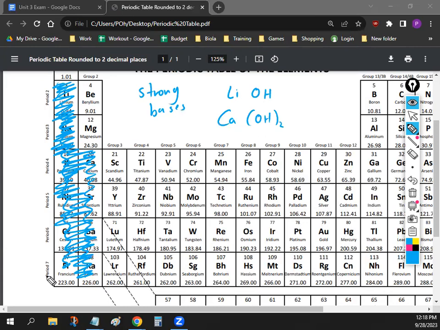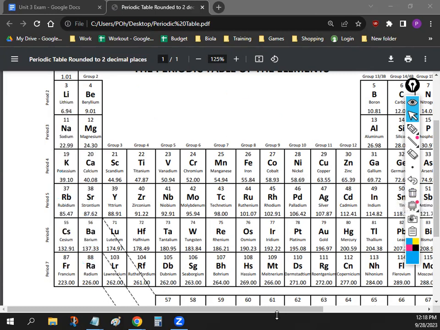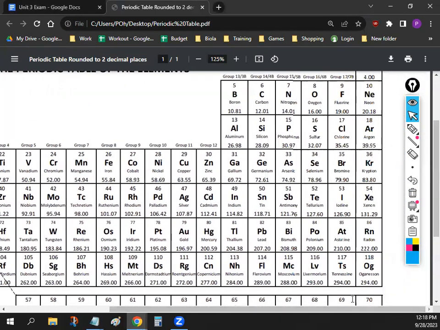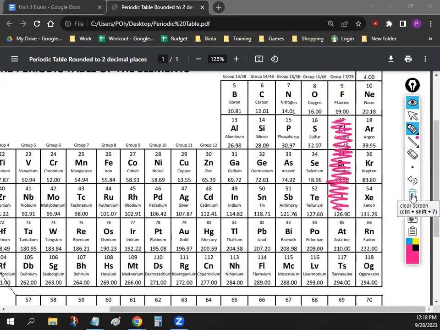And then we'll end with the strong acids. Strong acids are pretty easy, but there are some things you have to remember. Strong acids are going to be on the right side, and you're going to look at chlorine and just go down to bromine and iodine. So these three are your strong acids on the periodic table. They're all kind of together.